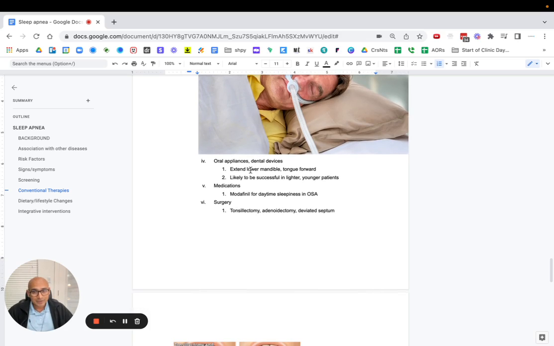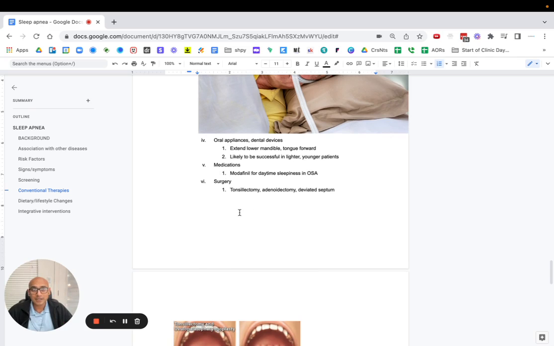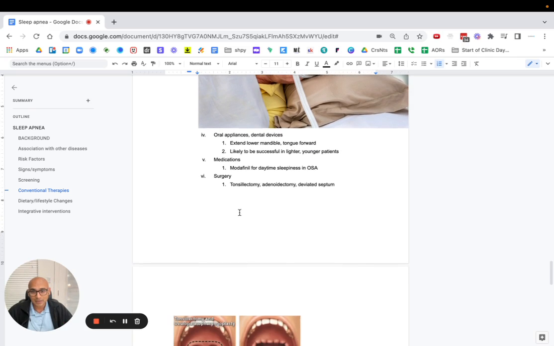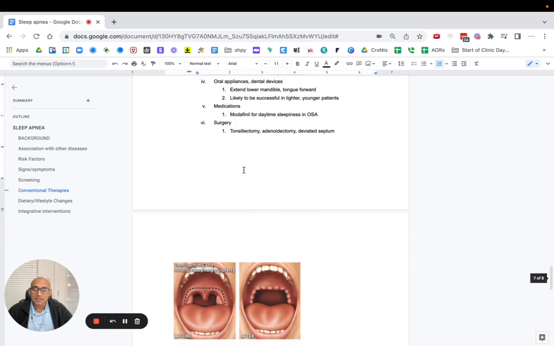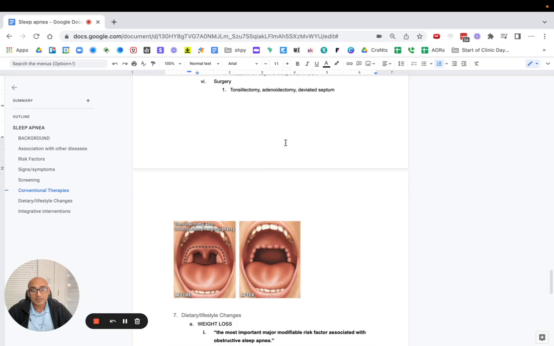Medications. So modafinil is a medication that's used for daytime sleepiness and obstructive sleep apnea, and it certainly works very well. And then there are surgeries. In extreme cases where the devices or the medications do not work, tonsillectomy, adenoidectomy, along with uvulopalatopharyngoplasty, which is a fairly painful surgery, but it has provided some relief to patients, is an option. As well as if they have a deviated septum, that's another way to improve airflow in the nasopharynx.